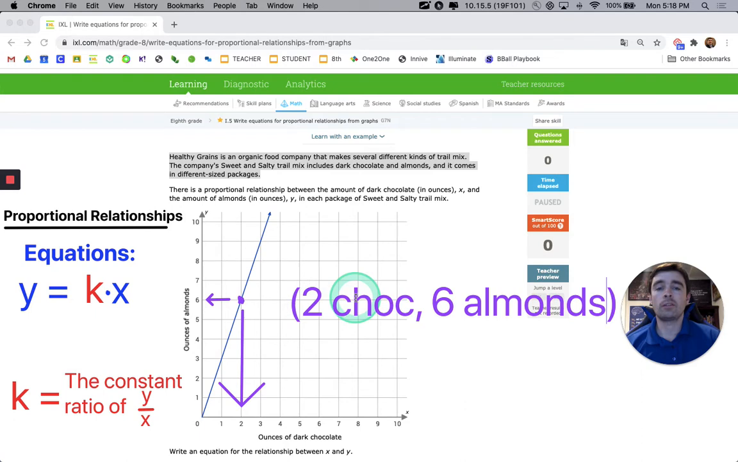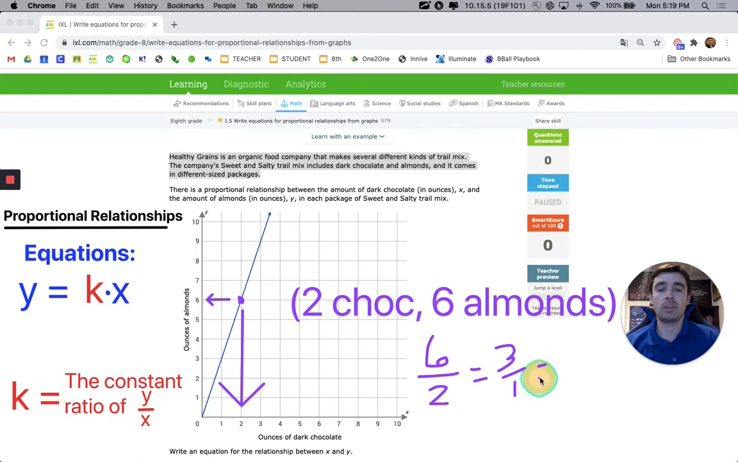And so our constant ratio, remember, this is the key. The ratio has to be y over x. So when I set up this ratio here, the numerator is going to be the 6 almonds. So let me go ahead and put a 6 here. That represents 6 almonds divided by the 2 ounces of dark chocolate. And 6 divided by 2 gives me a ratio of 3 over 1. And we can see that here. This graph climbs by 3 ounces of almonds every time we go right by 1 ounce of dark chocolate. So that's our constant ratio right here, 3 over 1.